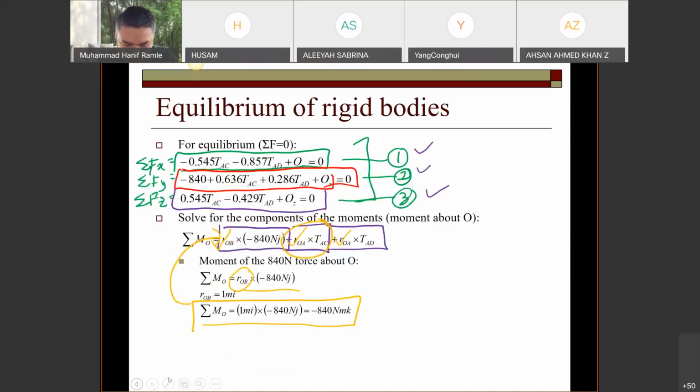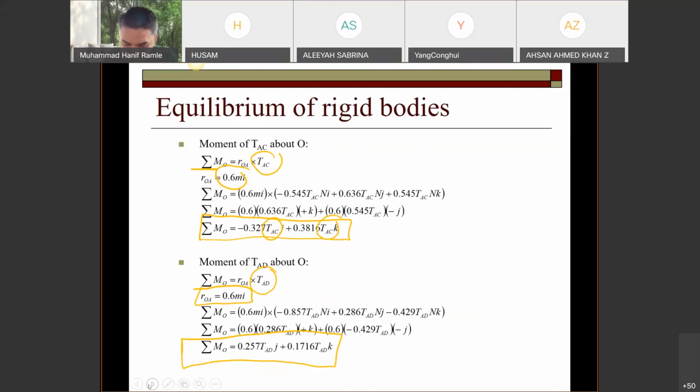Okay, for this case, the moment is only for this one, which is the z component. This one is the y component and this one is the z component, meaning that there is no x component for the moment. So you have another two equations that we are looking for.